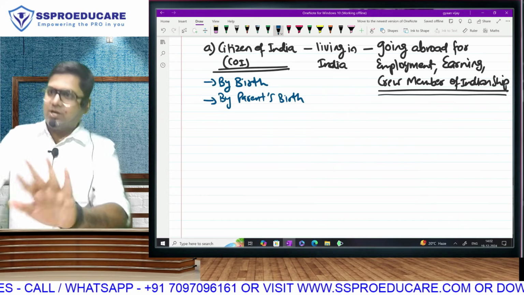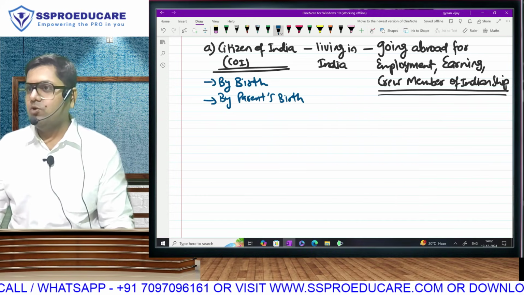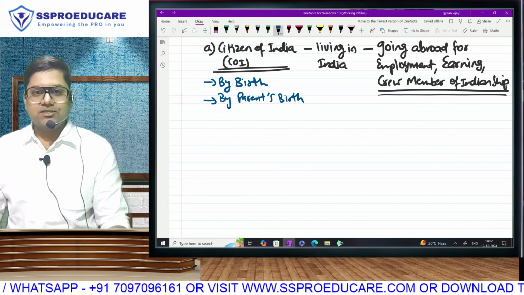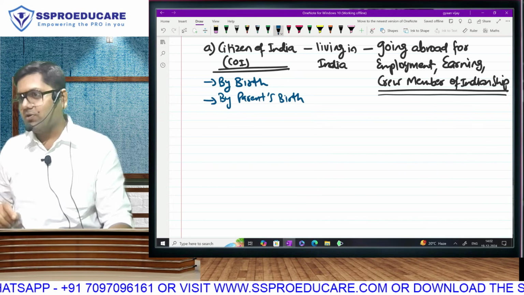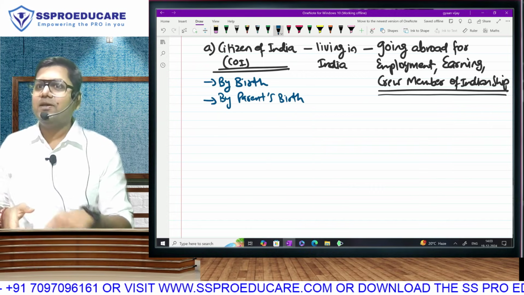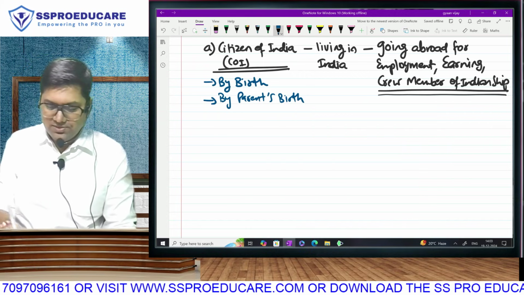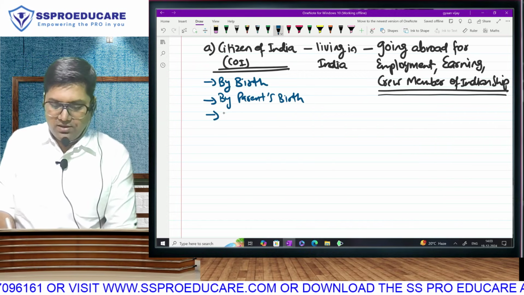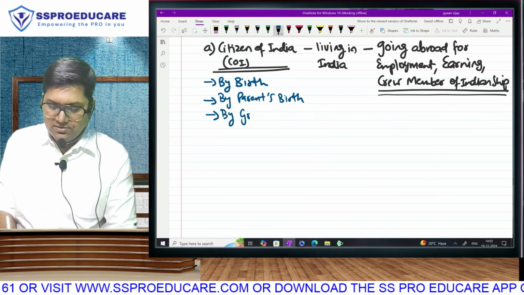No one does that, but you have an option. Like you did. You have taken Indian citizenship. So, if your birth is in India, you can get the citizenship. If your parents' birth has taken place in India, any one of the parents, then also you can get Indian citizenship. Third way is a concept called green card.